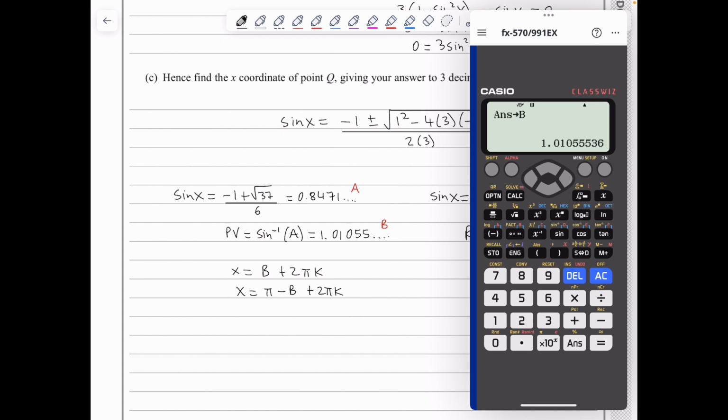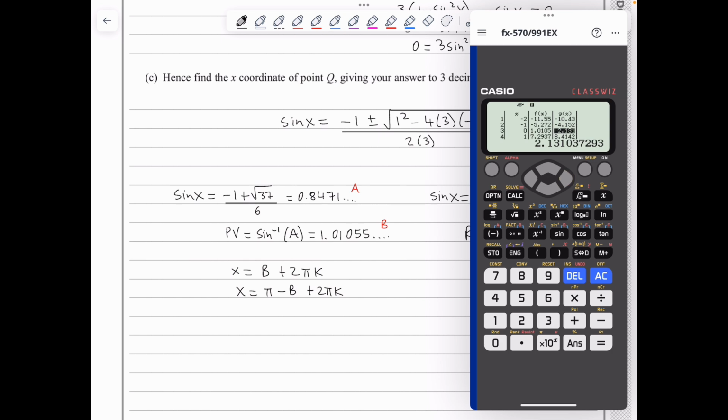So I press menu, it's option 9. My f of x is B plus 2 pi x, and my g of x is going to be pi minus the PV of B plus 2 pi x. So I will start at negative 2, I will end at 2, and I'm stepping every 1. So all of these solutions here are solutions to the given trigonometric equation.